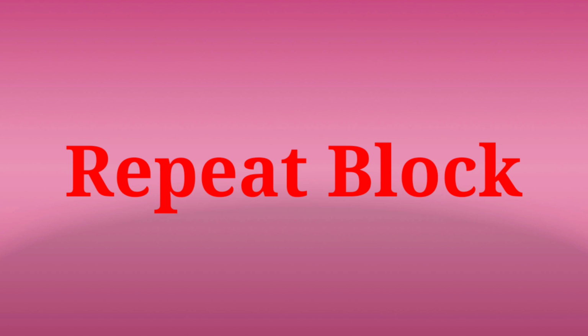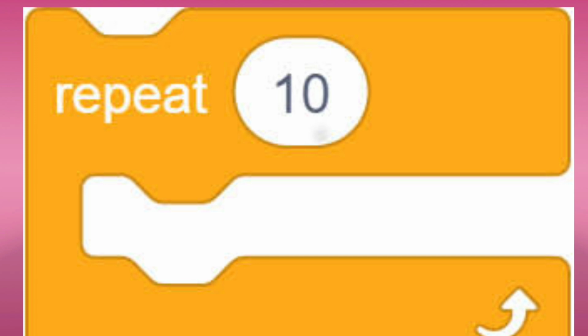Next, repeat block. Repeat block loops the script a specified number of times. For example, in this block the code inside will get repeated 10 times because we have given the number 10. So the code inside will get repeated 10 times. This is repeat block. How many times we have given, up to that the code will be repeated.